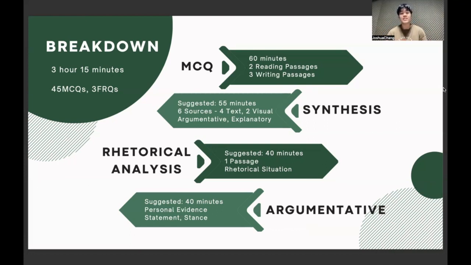The second essay in this section is the rhetorical analysis essay. The suggested time for this essay is 40 minutes, and in this portion of the FRQ section, you'll be given one passage similar to those seen in the MCQ section and asked to rhetorically analyze the author's style of writing or speech. In the prompt, you will typically receive a little blurb of context that must be used in your analysis if you want to score highly on this portion of the exam.